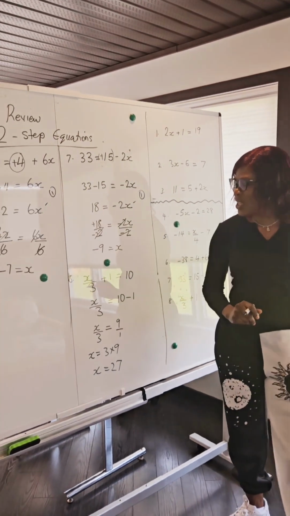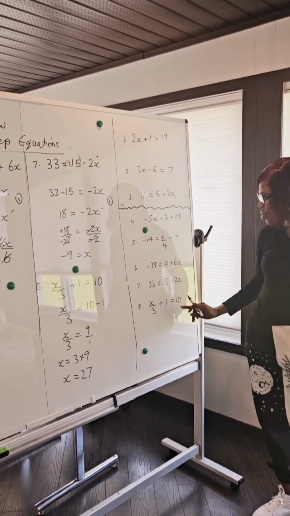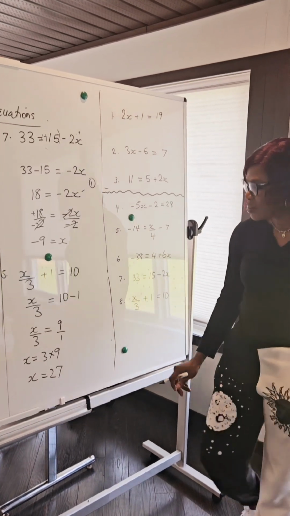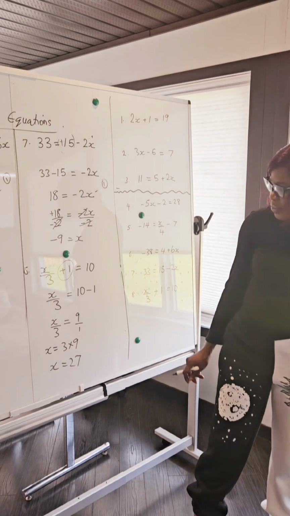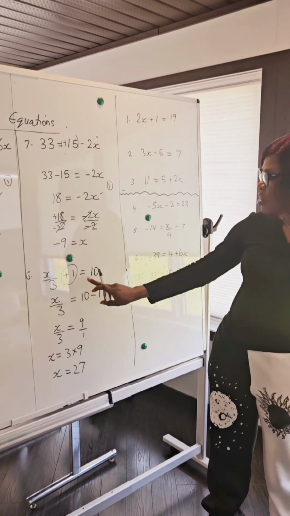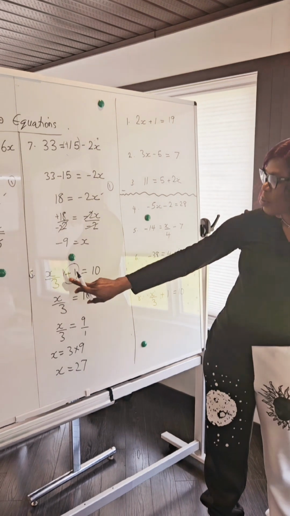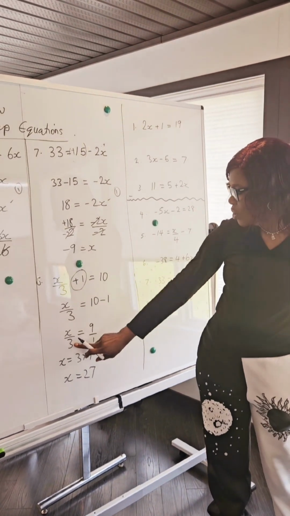So finally, let's look at the last question. x over 3 plus 1 is equal to 10. Eliminate this, and that will be the first operation to be carried out. Relocate this to this side. Plus 1, of course, the sign will change from plus 1 to minus 1. So we have x over 3 is equal to 9.